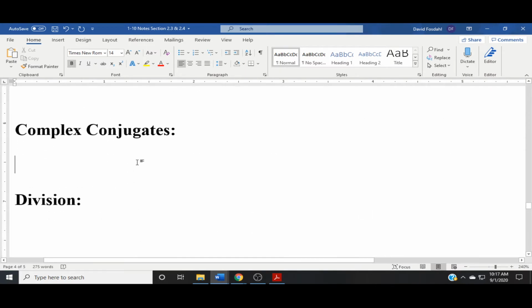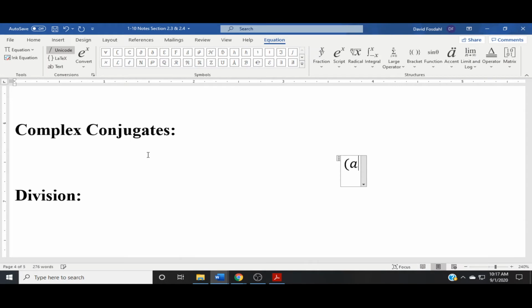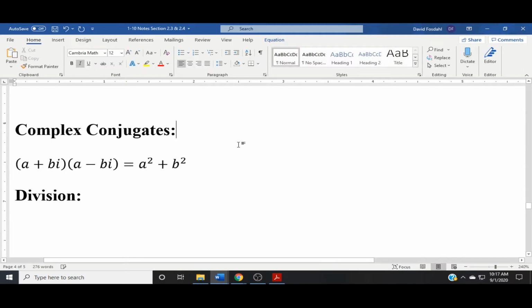But let's talk about complex conjugates. So complex conjugates are written such that you're going to have a plus bi times a minus bi. So the difference is the complex portion becomes negative. This is going to give us a squared plus b squared. So what do complex conjugates give us? They give us real numbers, okay? That's a way of getting real numbers, okay?